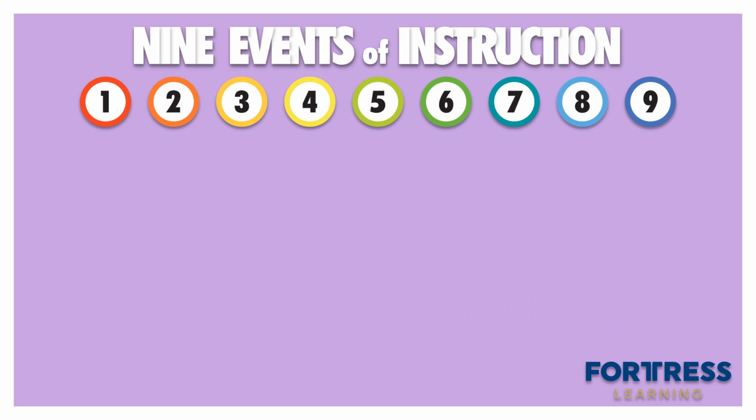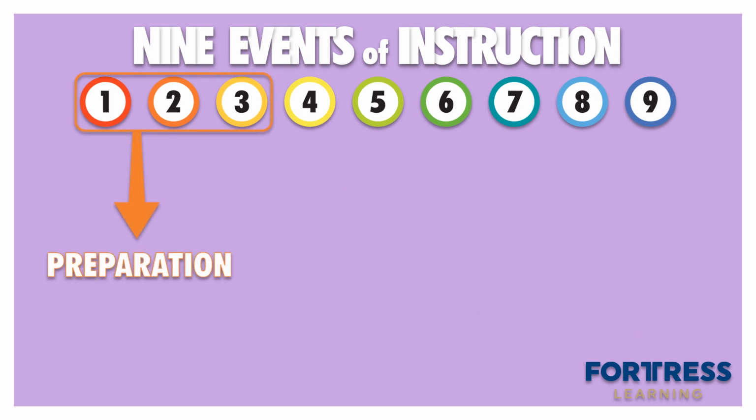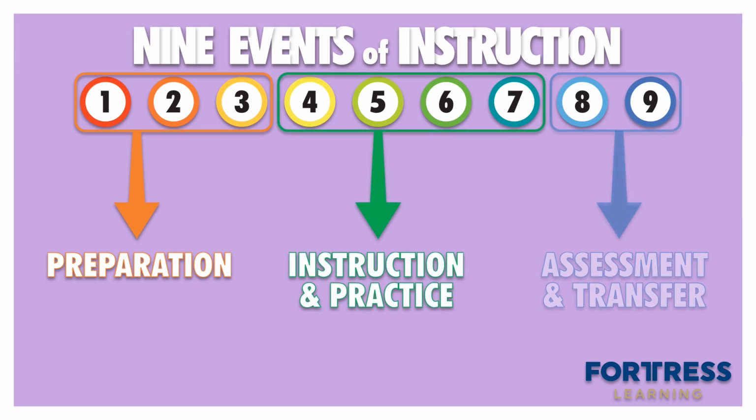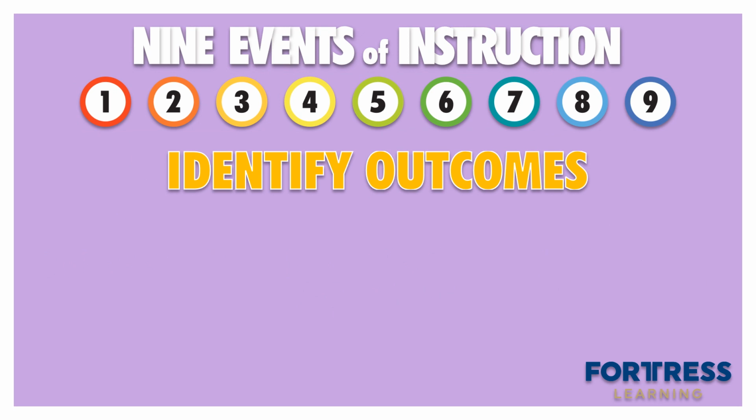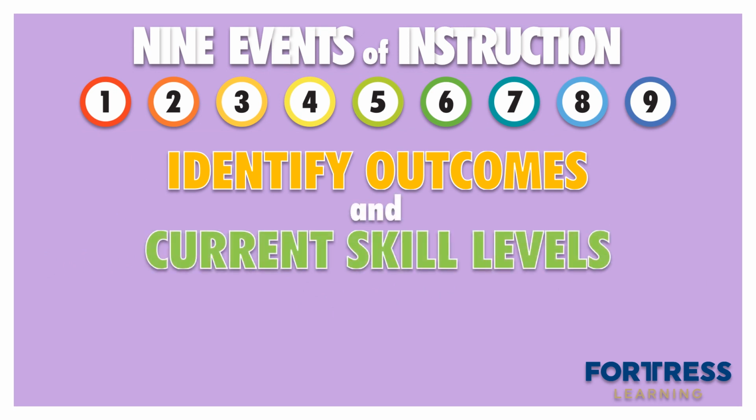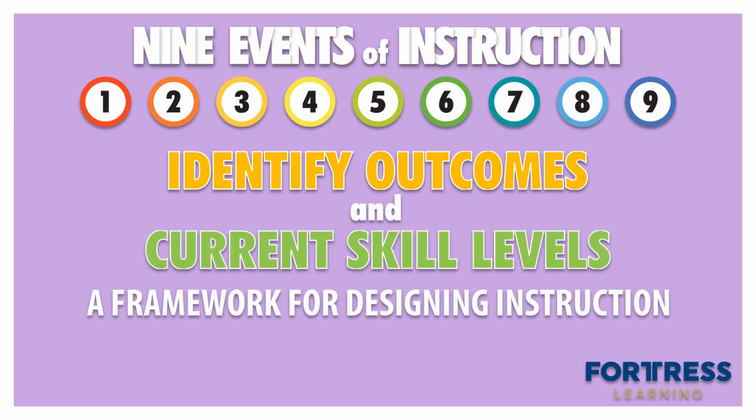The 9 events fall into 3 distinct categories, which include preparation, instruction and practice, and assessment transfer. After identifying the desired outcomes of the training and the learner's current level of skill and knowledge, these events should be used as a framework for designing your approach to instruction. So let's take a look at each of these 9 events.